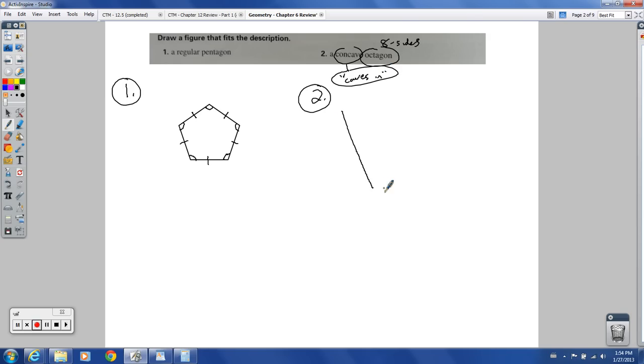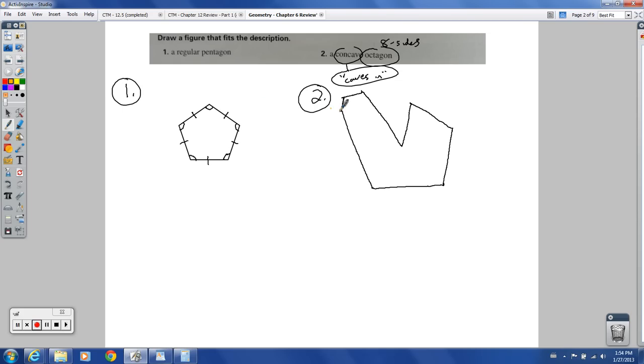And so I could do 1, 2, 3, 4, and then I'll make this my caving in part. 5, 6, 7, and 8. That would be an octagon right there. Yours could look a lot different than that. It could cave in more than once, but at least it has to have one part caving in.